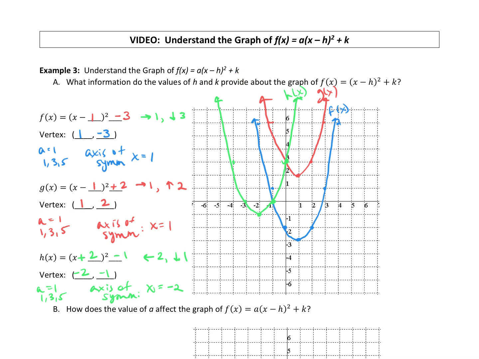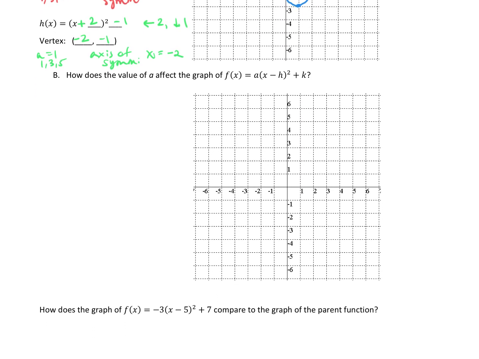All right, moving on to our part B. How does the value of a affect the graph? Well, we know that the value of a will change our graphing pattern. It will tell us if we're opening up or down. It will tell us if we have a stretch or a compression. Does our graph get narrower with a stretch, wider with a compression?